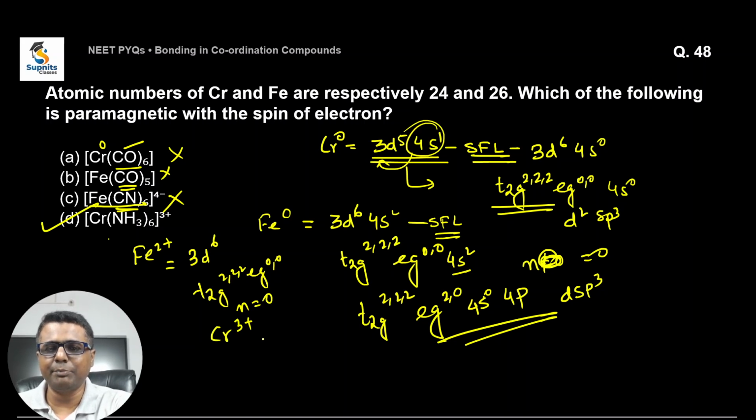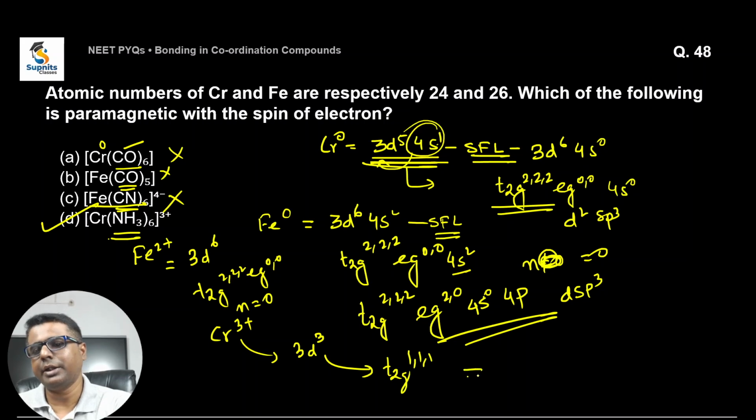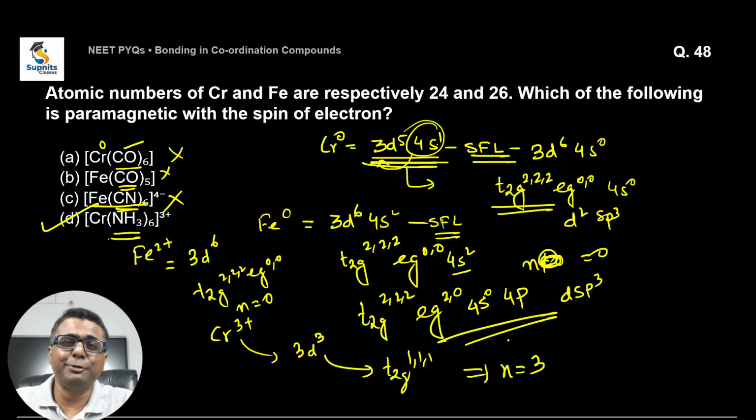Cr3 plus. Cr3 plus means chromium 3d5 4s1 are already written. 3 plus means one of the s and 2 d electrons are removed, so 3d3 will be there with a very weak field ligand over here. So 3d3 will be t2g 1,1,1. Here n is equal to 3. So if n is equal to 3, guys, it will be paramagnetic. Okay, done. Next question.